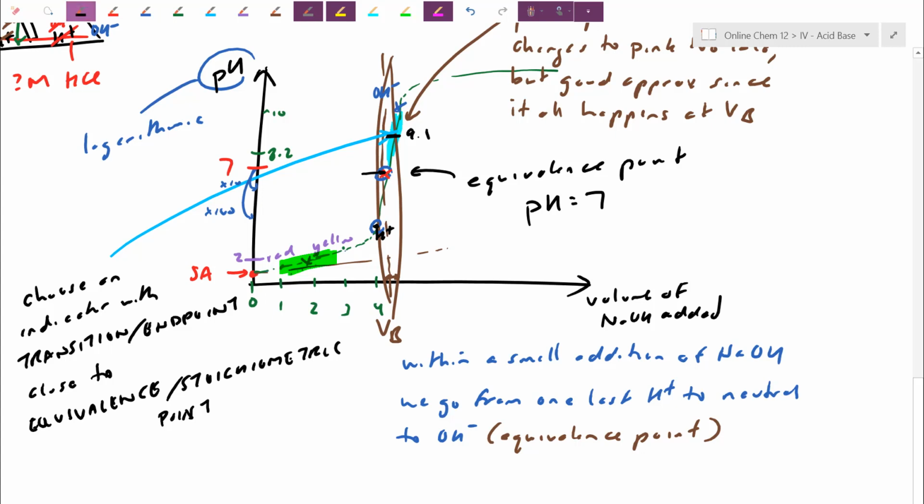Even though phenolphthalein changes color a little bit too late, it does happen somewhere around the equivalence point. At the end of the day, I want to do stoichiometry. I want to make sure that there's no excess. I want the indicator, when it changes color, to tell me to stop, because that actually indicates something about the equivalence point here. Okay, so there we go.